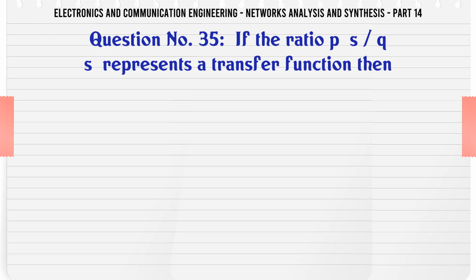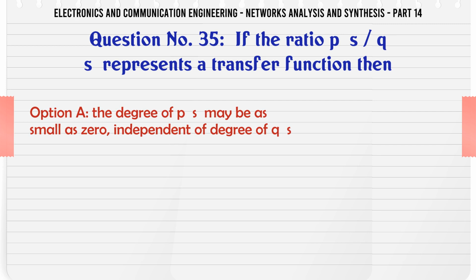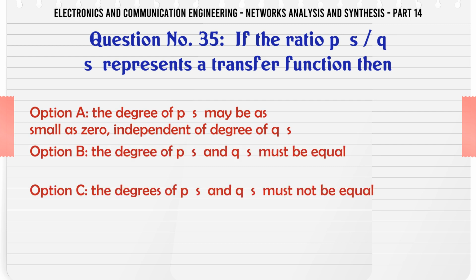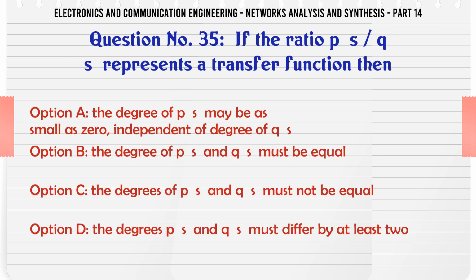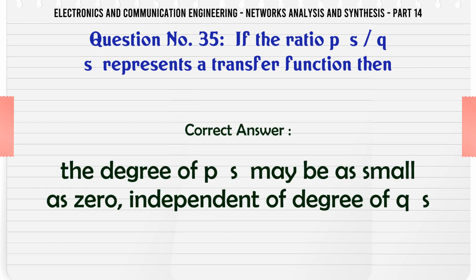If the ratio P(s)/Q(s) represents a transfer function, then: A, the degree of P(s) may be as small as 0 independent of degree of Q(s); B, the degrees of P(s) and Q(s) must be equal; C, the degrees of P(s) and Q(s) must not be equal; D, the degrees of P(s) and Q(s) must differ by at least 2. The correct answer is the degree of P(s) may be as small as 0 independent of degree of Q(s).